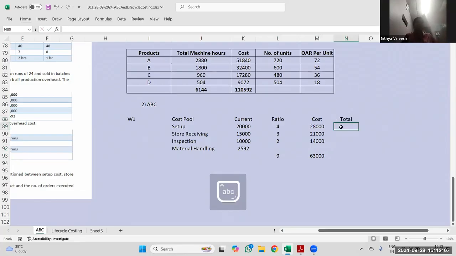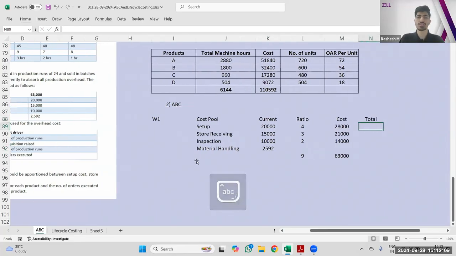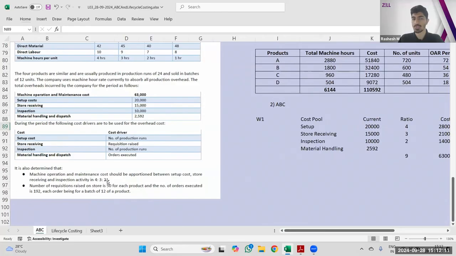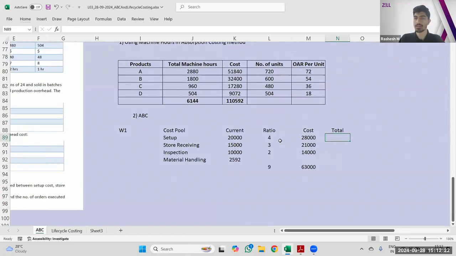Sure. So the ratio is given in the question. It's given as 4:3:2, right? And ratios are always quoted in respective terms. So setup being 4, store receiving being 3, inspection being 2. So we've taken that.